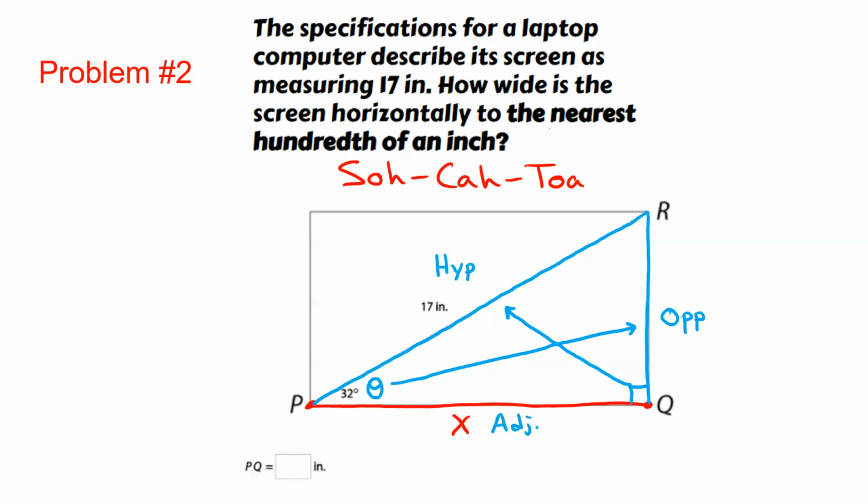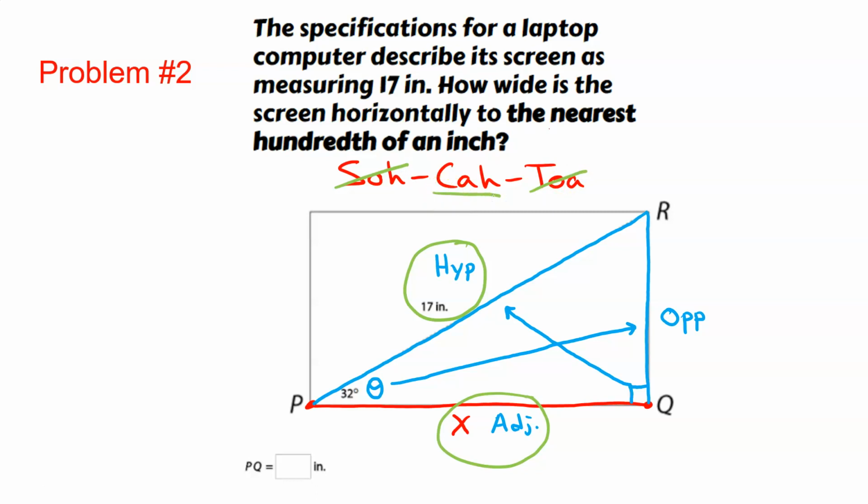So at this point, what you have to ask yourself is, what do they give me and what are we trying to find? Well, they give us the hypotenuse. They told us that measured 17 inches. And I'm trying to find over here the x, the horizontal length, which is considered my adjacent. So what uses adjacent and hypotenuse? Sine, cosine, or tangent? Well, sine is opposite over hypotenuse. Tangent is opposite over adjacent. I'm going to be using cosine.